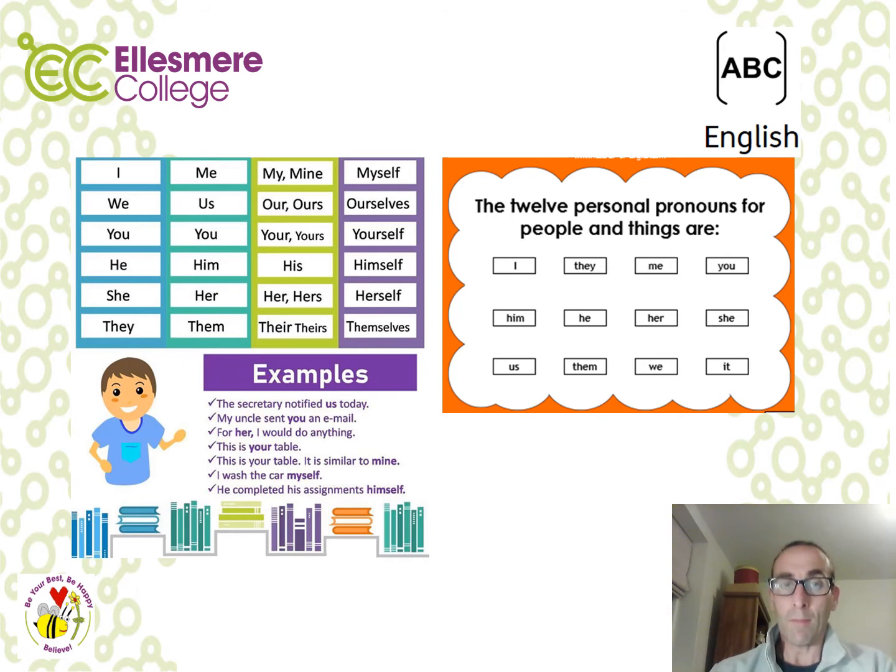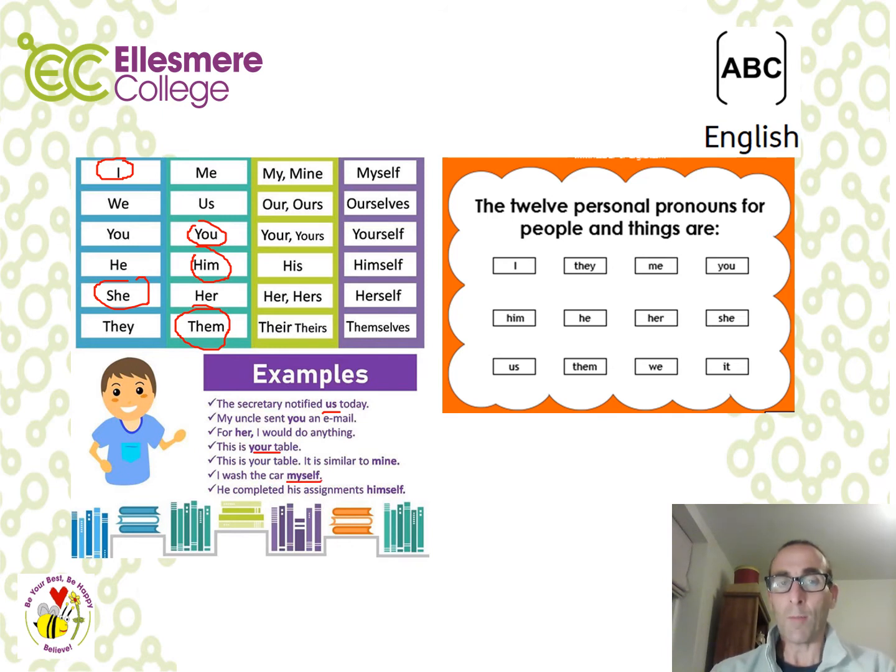Secular pronouns use and replace proper nouns. So instead of saying Mark, it would be I. There are other examples here such as you, him, she, them. And here are some examples. So the secretary notified us today, and this is your table, and I washed the car myself.